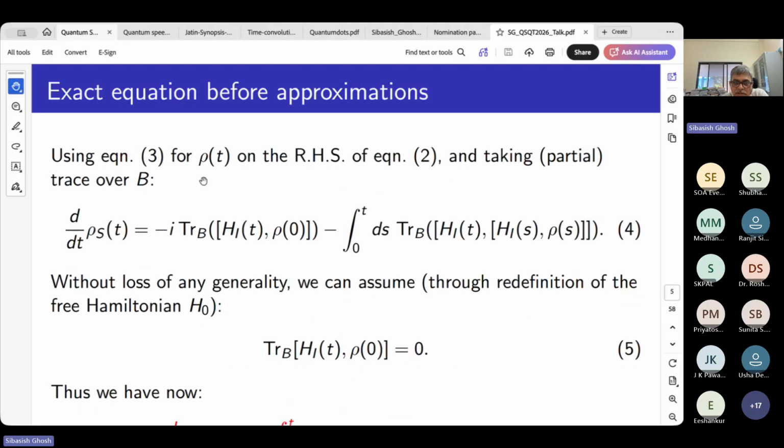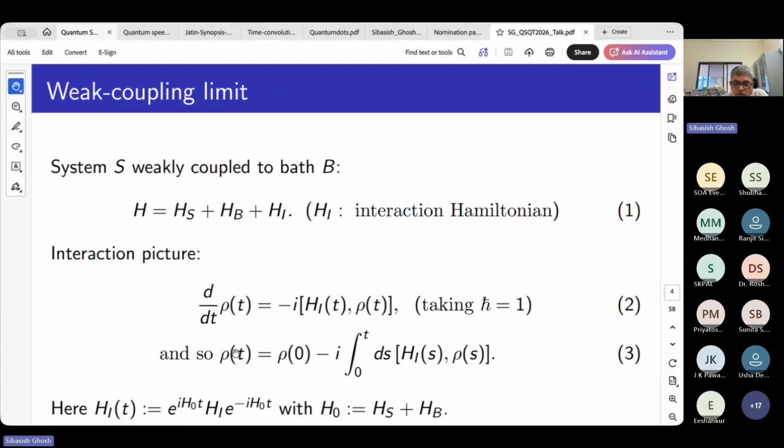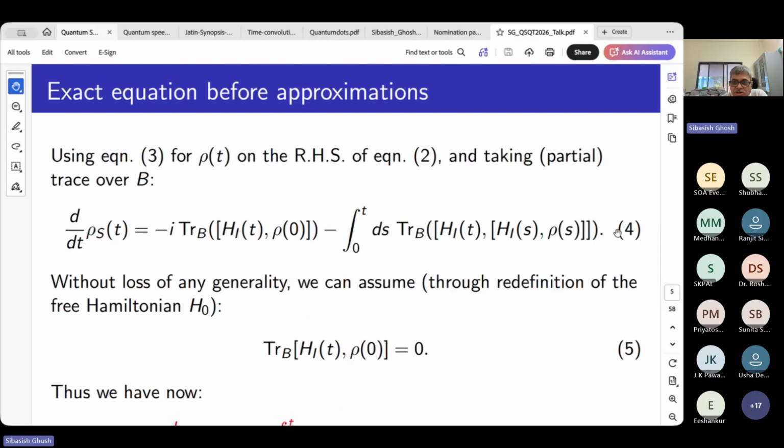Right. So if I integrate this equation 2, what I'll get is rho at t equal to rho at 0 minus i times the integral of the commutator of H_I(s) and rho(s), where s runs from 0 to t. This is the integral form of the Schrodinger equation 2. Now on the right hand side of equation 2, I put this integral form of rho t given in equation 3. If I do that, I will get this equation 4. So you have the double commutator now on the right hand side.